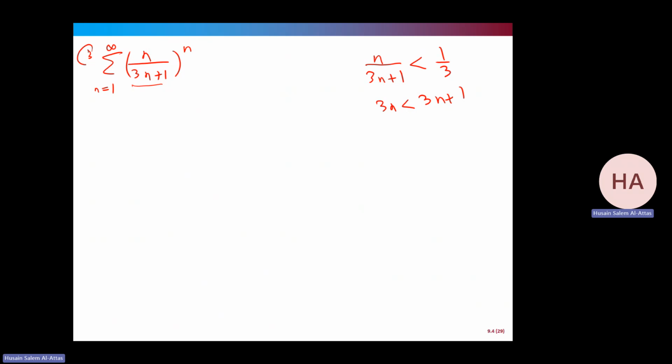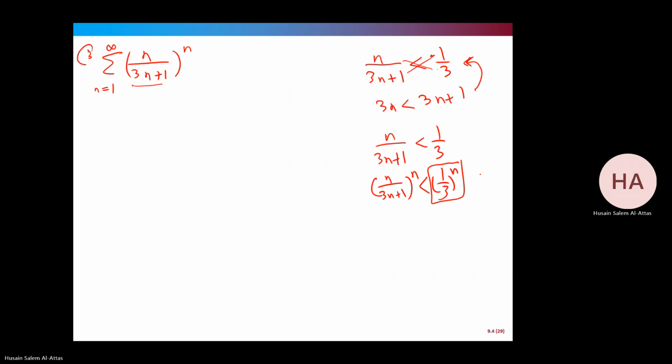So how to get this one? You divide by this, this times this. So I have 3n less than 3n plus 1. So this gives me this. So I have n over 3n plus 1 less than 1 over 3. So n over 3n plus 1 to the power n is less than 1 over 3 to the power n. And this one I know converges. This is geometric.